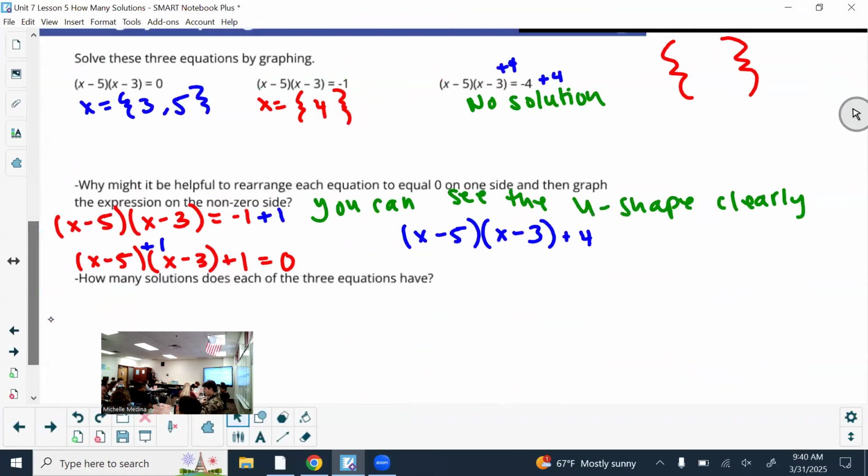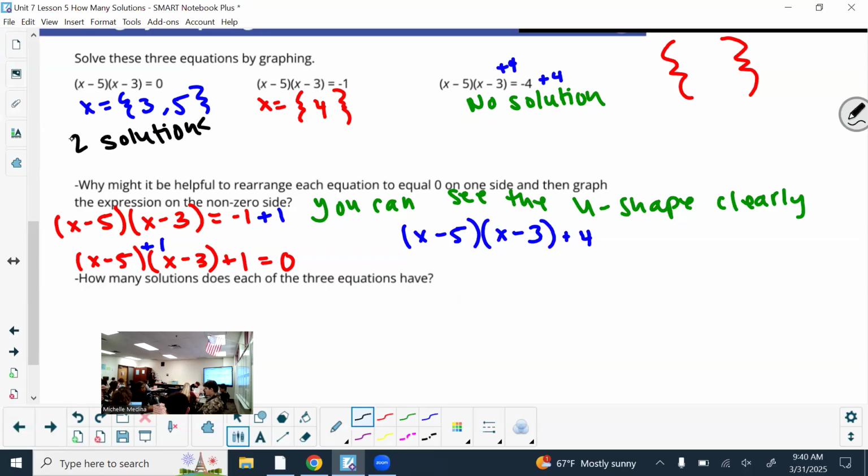All right, so to answer the next question, how many solutions do each of these have? Well, the first one has 2 solutions. We'll never have more than 2 for quadratics. The second one has 1 solution, and that was where the vertex touched the x-axis and nothing else did. And then you could have no solution, where it doesn't touch the x-axis at all.